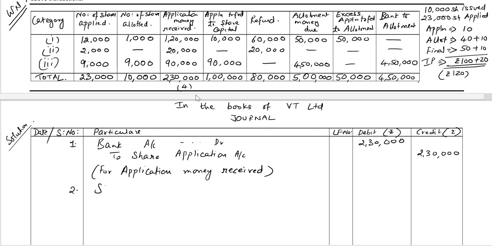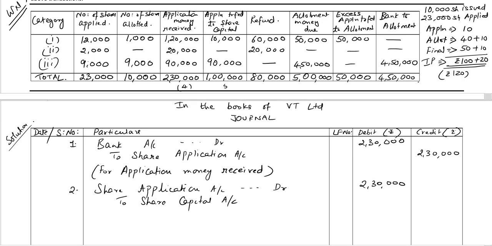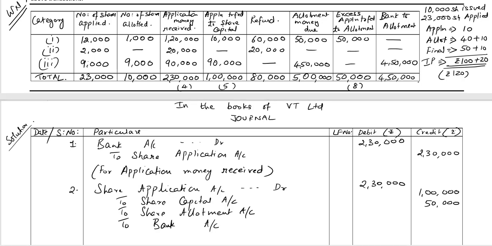Second journal entry at the time of allotment, share application account debit the amount of the first journal entry, 2,30,000 rupees, to share capital account, amount is the total of the fifth column, 1 lakh rupees, to share allotment account, the amount is the total of the eighth column, 50,000 rupees, and to bank account for the amount refunded, which is the total of the sixth column, 80,000 rupees.